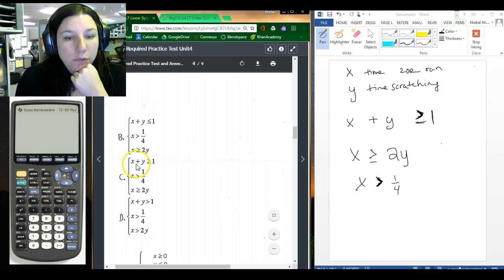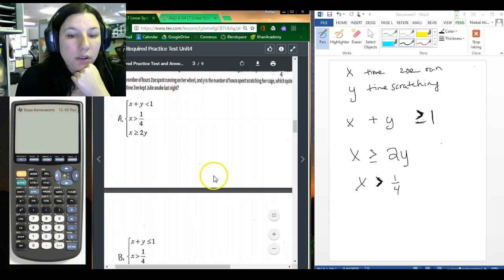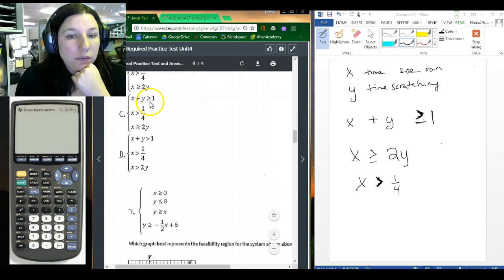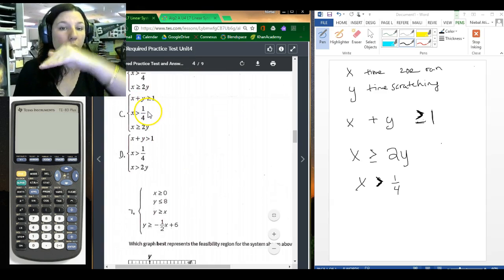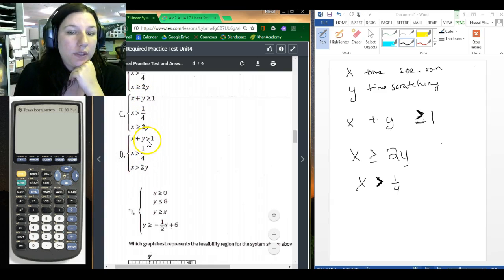C, we've got X plus Y is greater than 1. X plus Y is greater than 1. We've got our 2Y and our quarter, but we have to, again, pay attention to the symbols. So because it said that she stayed awake for at least an hour, we're going to go with option C, because she could have stayed up for an hour or more. So it should be greater than or equal to. Option D is wrong because it just says greater than.